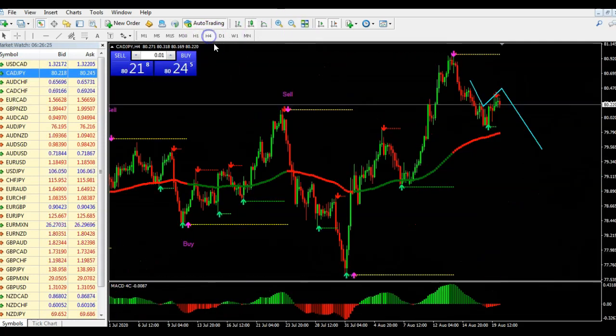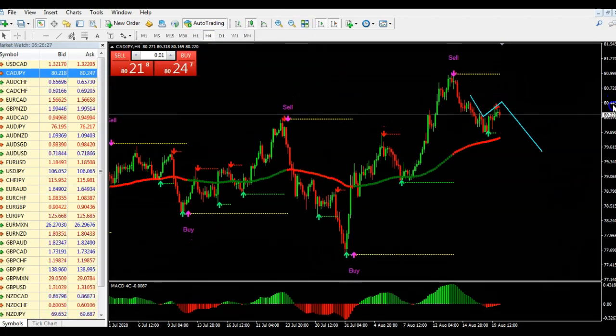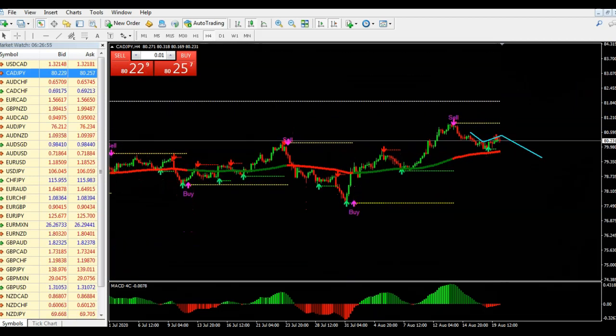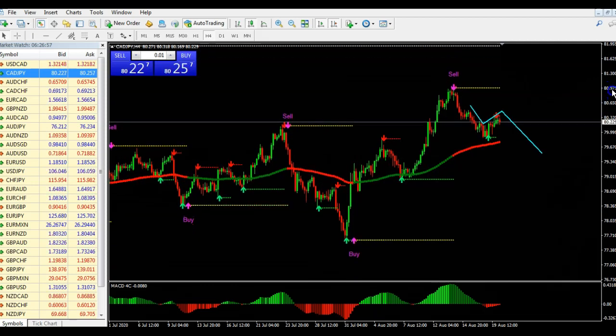Alright, let's go to the 4 hour right here. So in the CADJPY, originally on Sunday we were right here and we were saying that the market was going to go lower, which it did. It went lower, and now it's doing this move right here. That is a retracement or pullback, and we can still move a little bit higher before we start coming down. That's going to be a good sell right there.